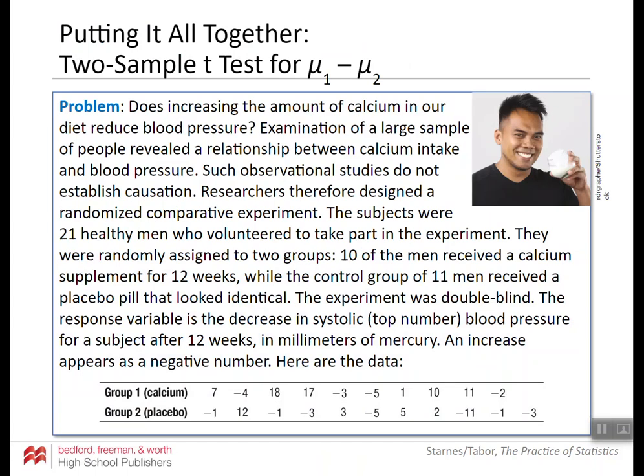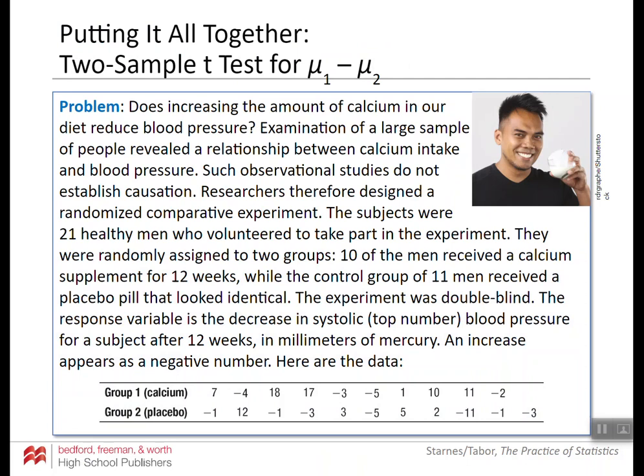So, let's put it all together. Does increasing the amount of calcium in our diet reduce blood pressure? Examination of a large sample of people revealed a relationship between calcium intake and blood pressure. Such observational studies do not establish causation. Researchers therefore designed a randomized comparative experiment.